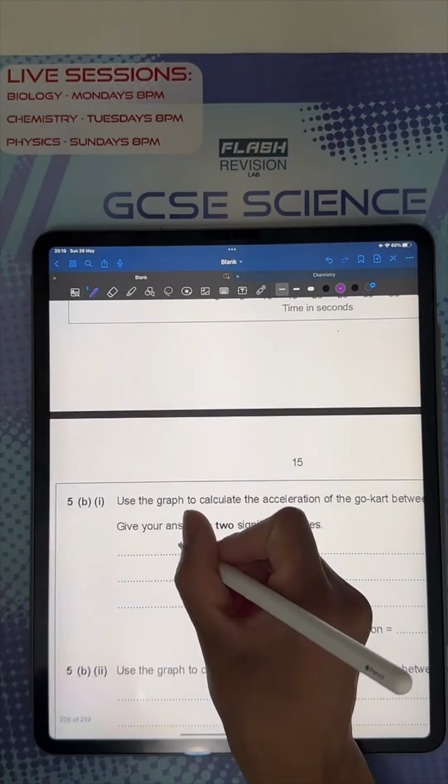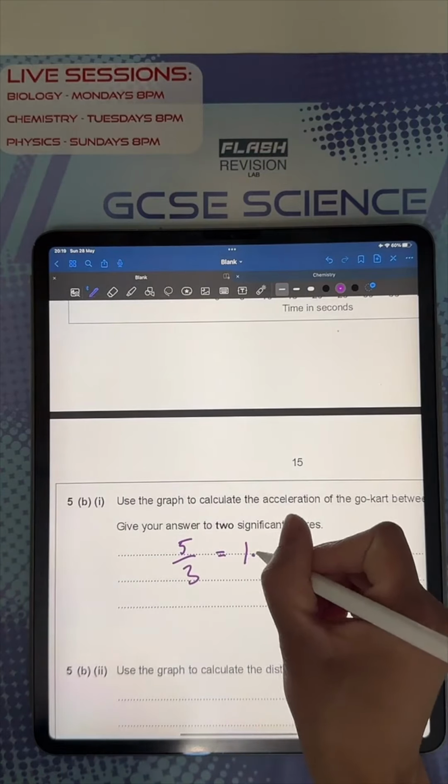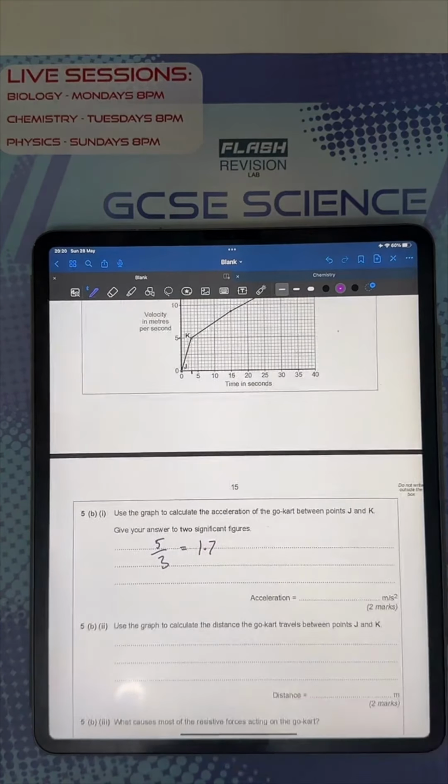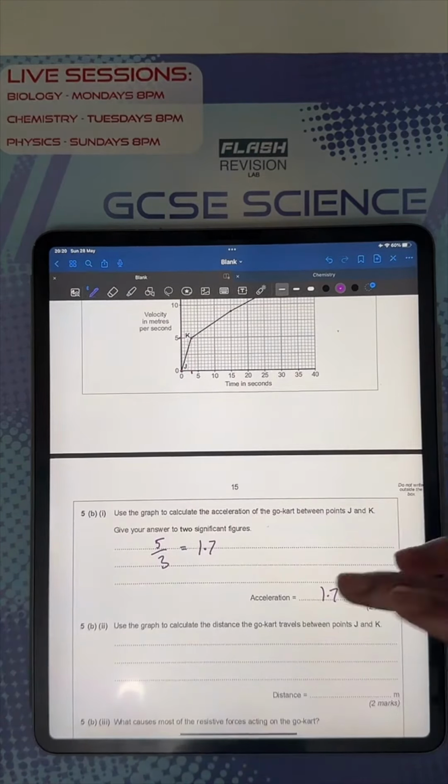So for the calculation, you just do 5/3, which gives you 1.7. It's asking for two significant figures, and we've been given the units as well, so 1.7. So that's everything for that one.